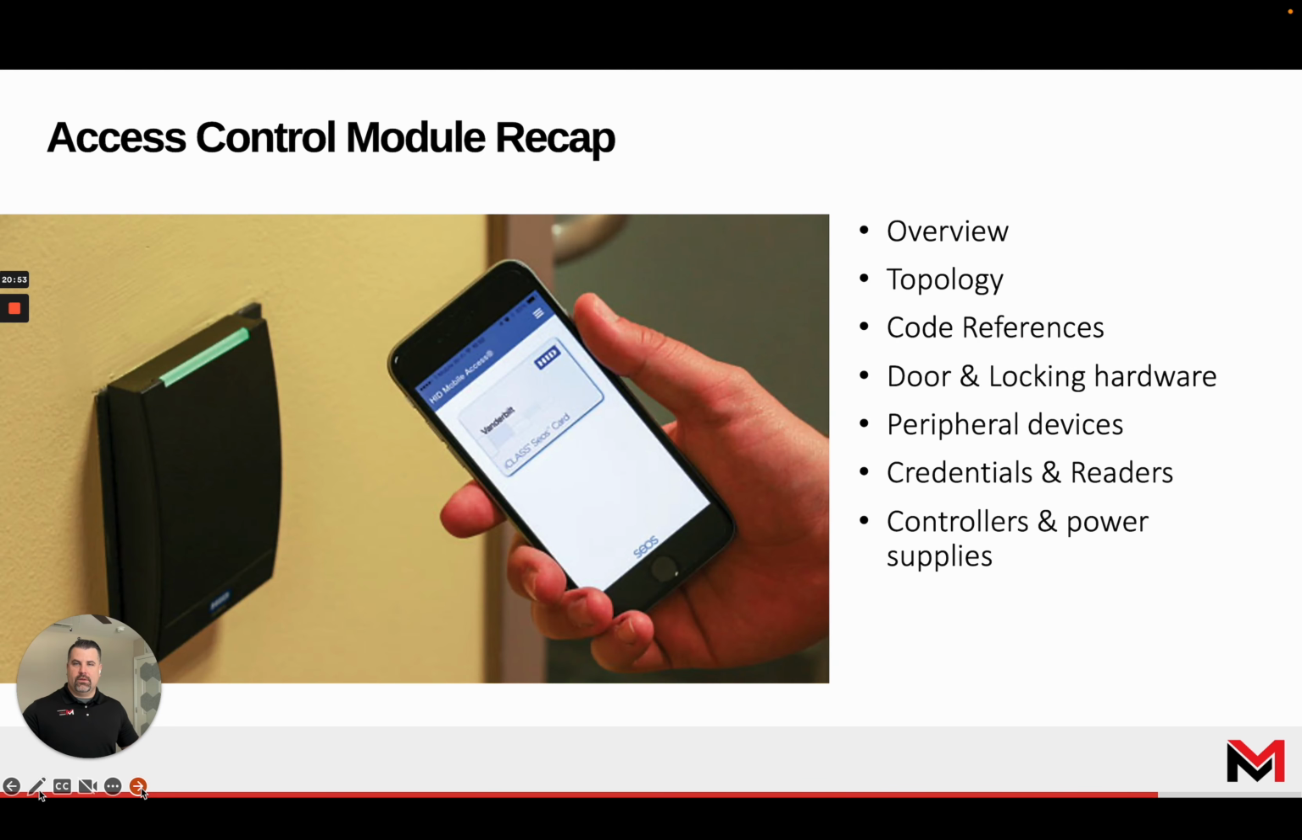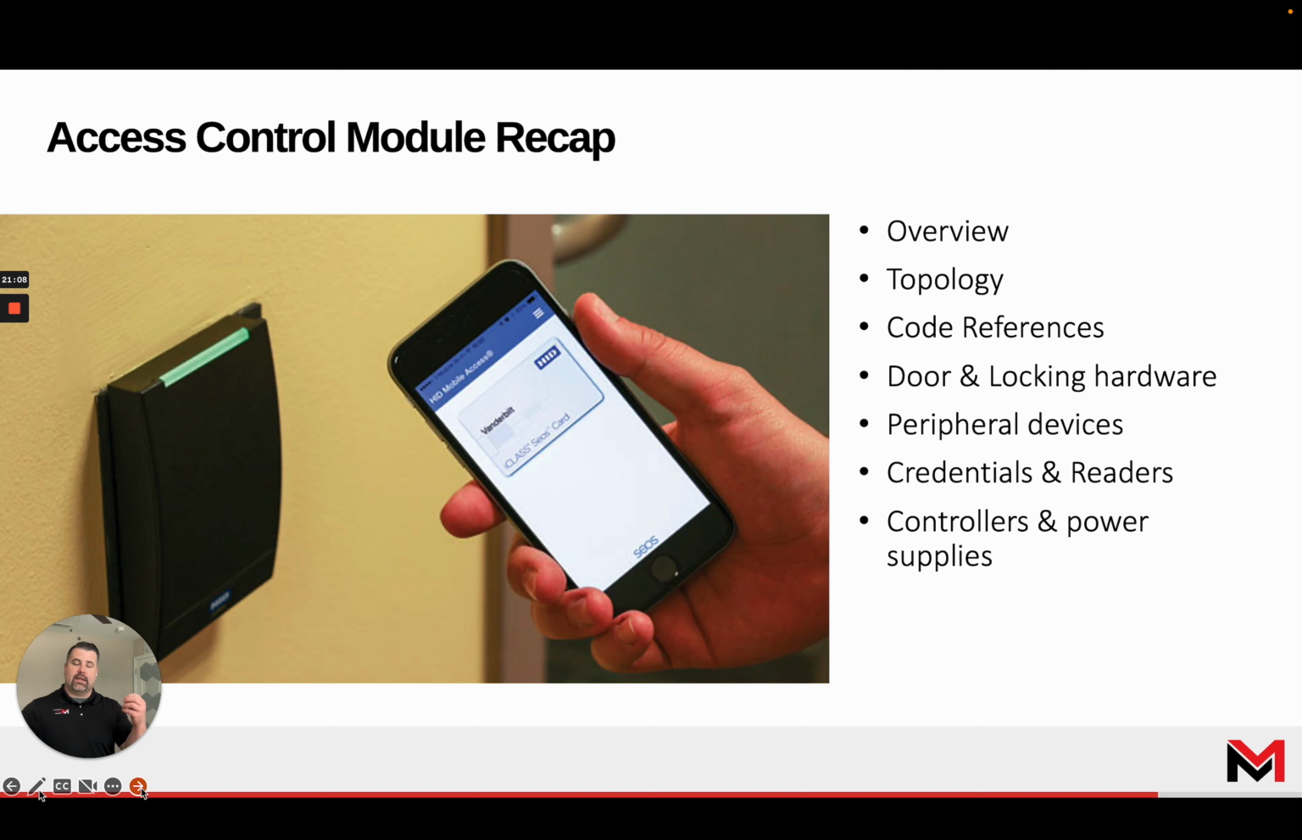And again, pros and cons to each of those, but just know that there's a variety of different options available in today's market. So again, quick recap on access control. Again, we talked a little about the overview of the system. So it's about who goes where and when. It's not just about keeping the bad people out. It's about letting the right people in and making that a seamless experience for them.